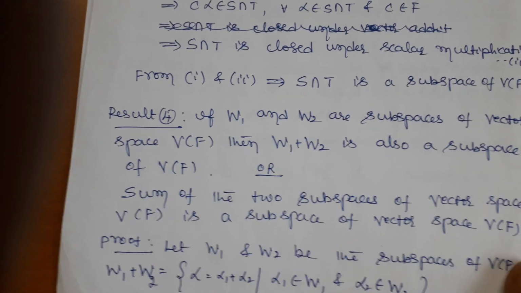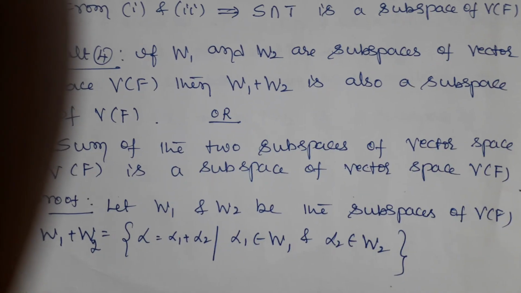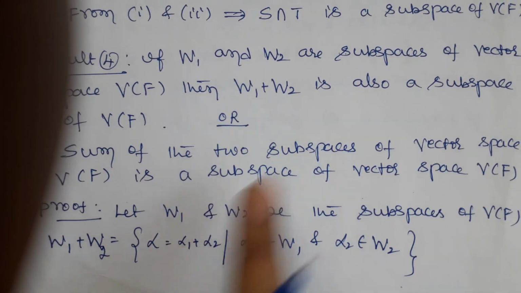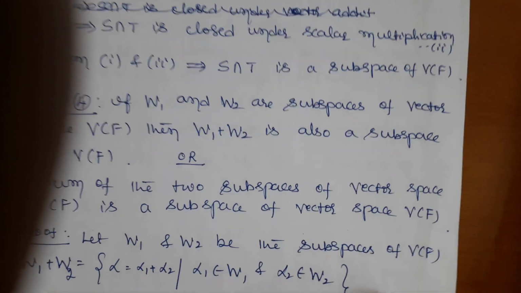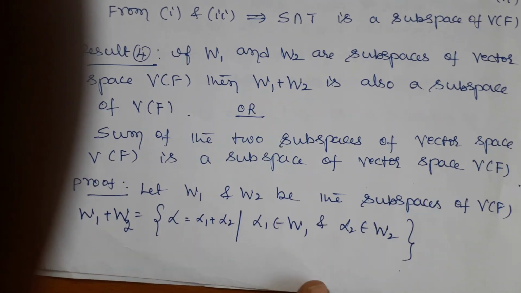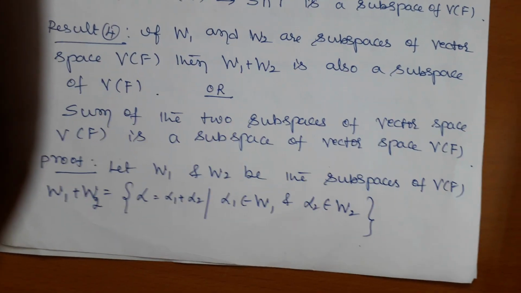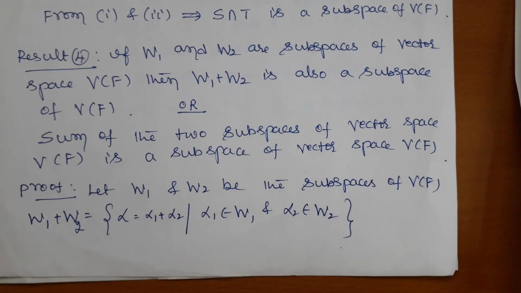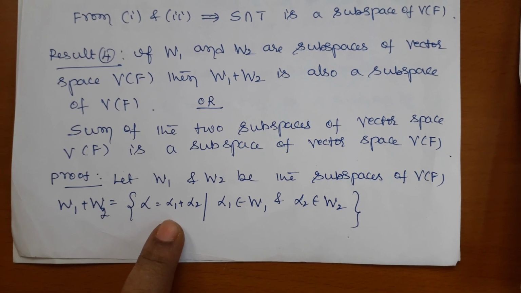First you define a sum, as we did for intersection. First I choose W1, W2 to be two subspaces of a vector space over a field F. Then how to define W1 plus W2? It is nothing but: I choose one vector, say alpha.